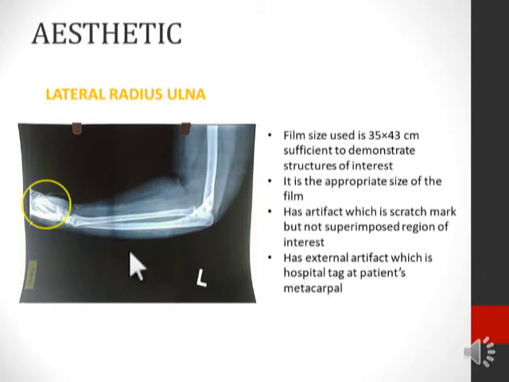The film size used is 35 times 43 cm, which is sufficient to demonstrate structures of the interest. It is the appropriate size of the film. It has an artifact which is scratch mark but not superimposed region of interest. I say so because this is the real radiograph that I get from the image critic lab. So next is there is also external artifact, which is hospital tag or tag of patient's identification at patient's metacarpal basis.